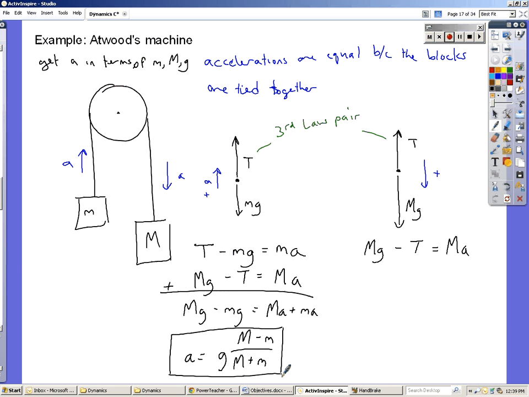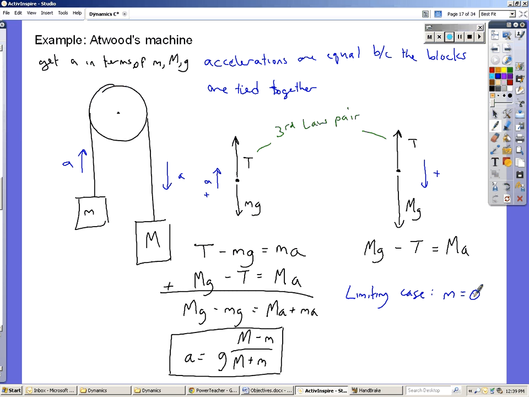And now we're going to check our work. We've got an equation for a. Does this equation make sense? So let's ask about two limiting cases. We'll talk about one limiting case, and that's the one where little m is 0.